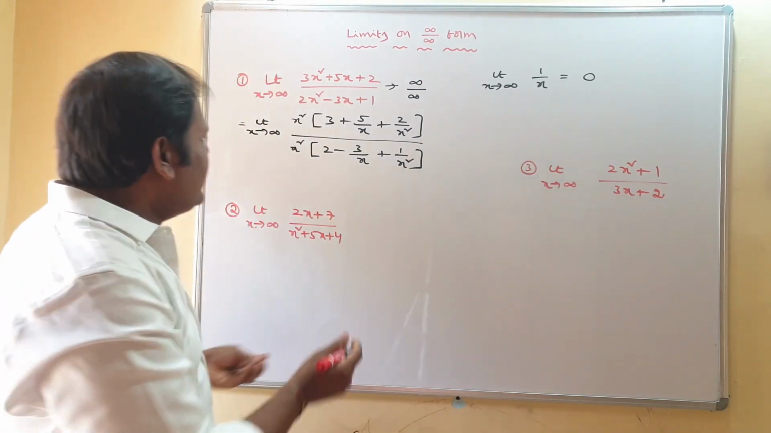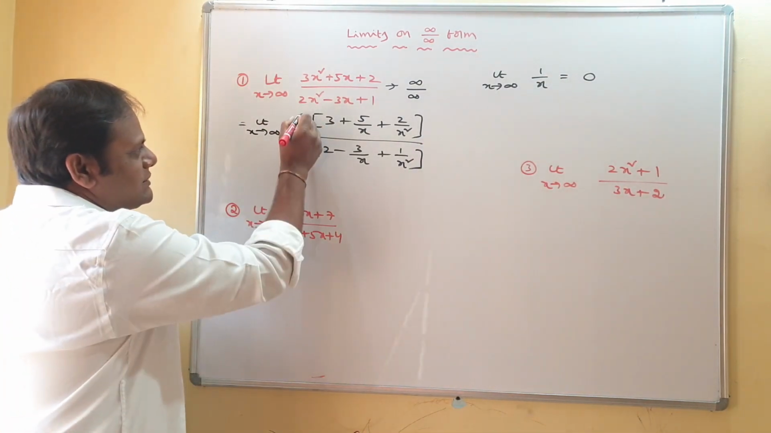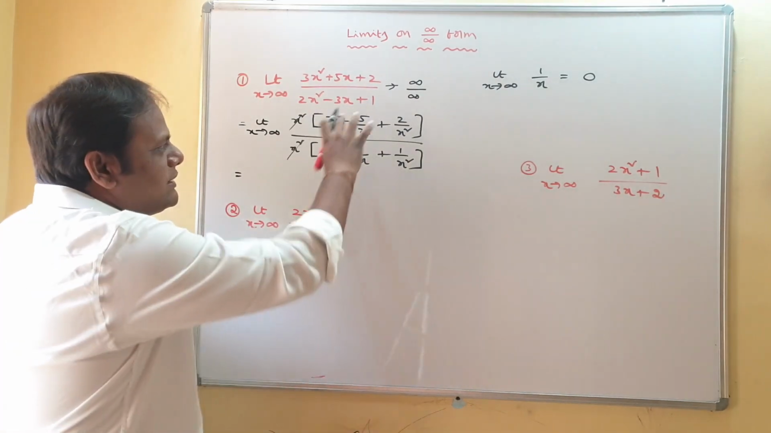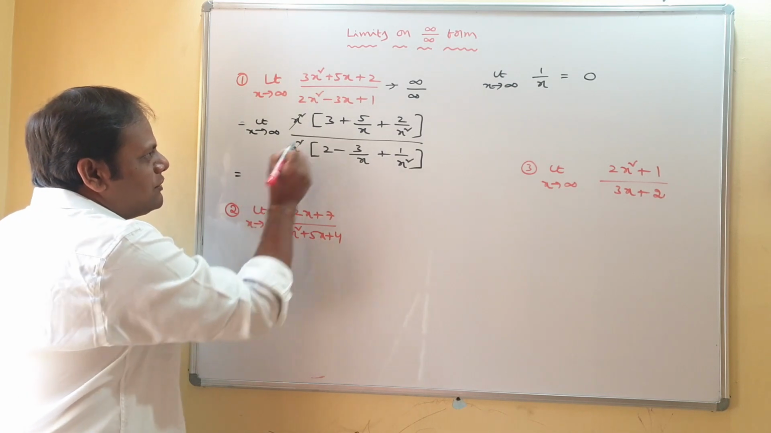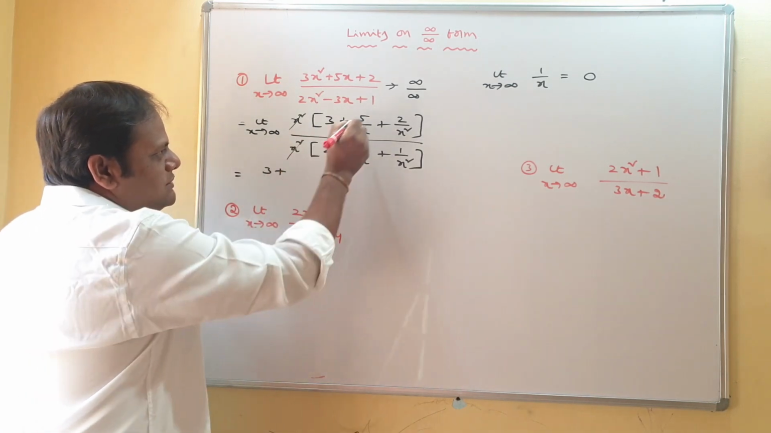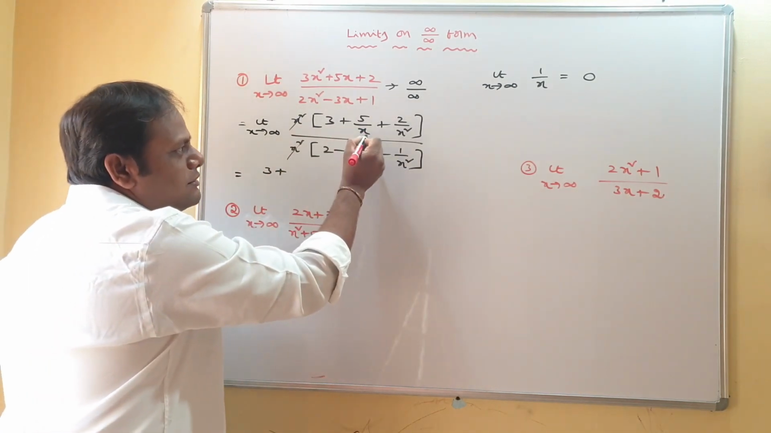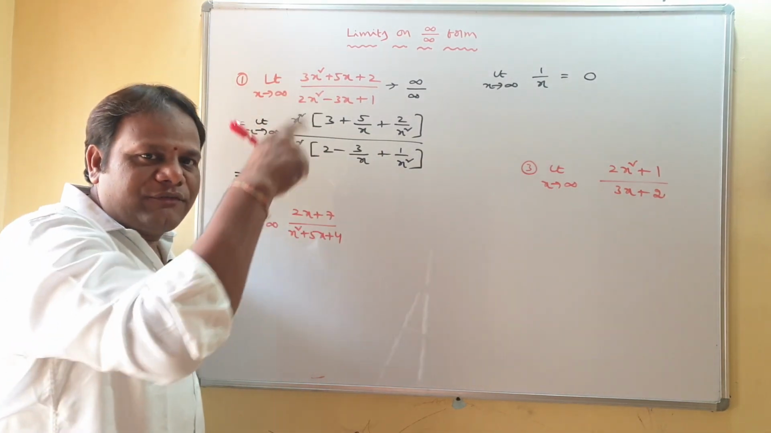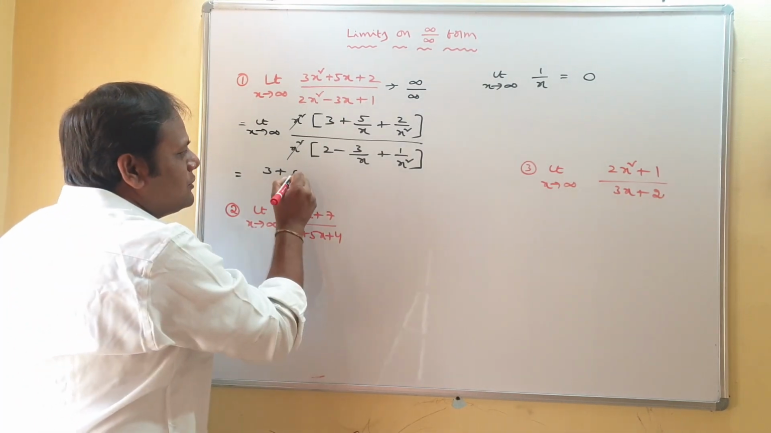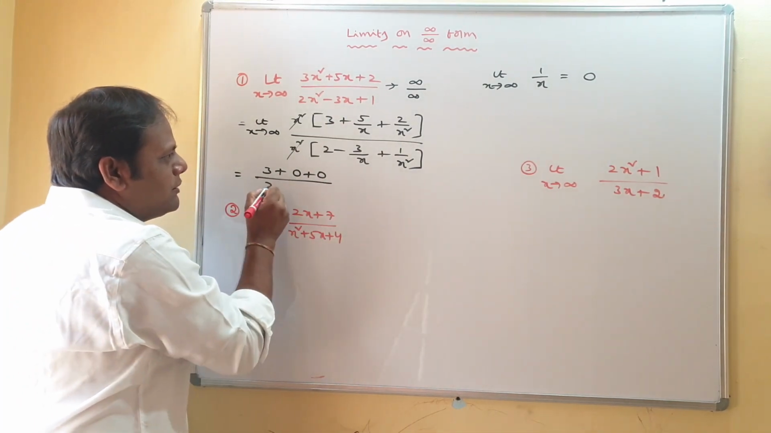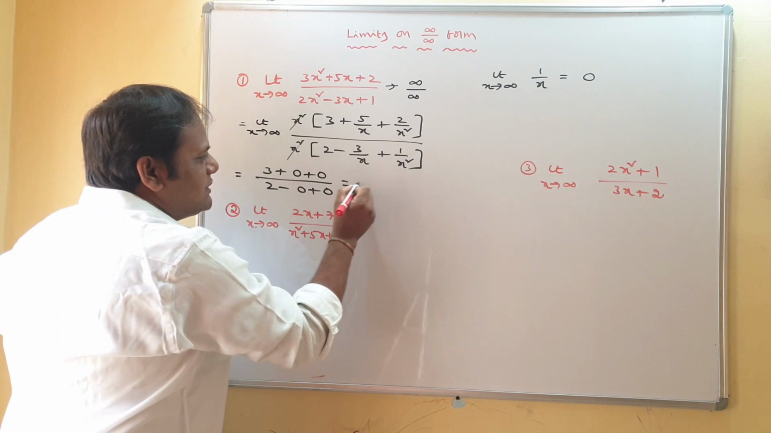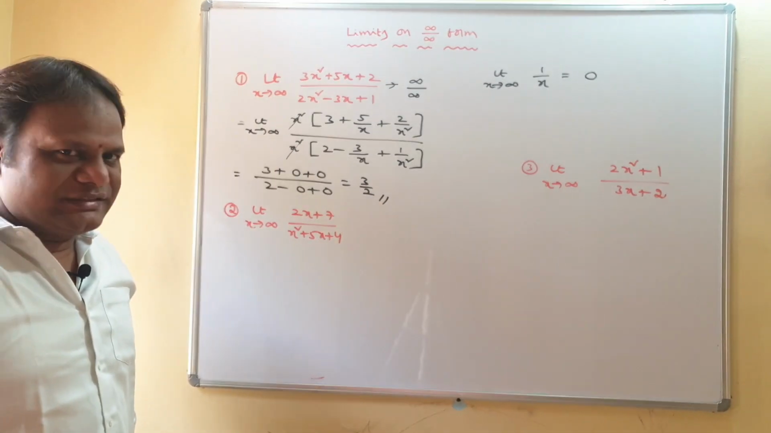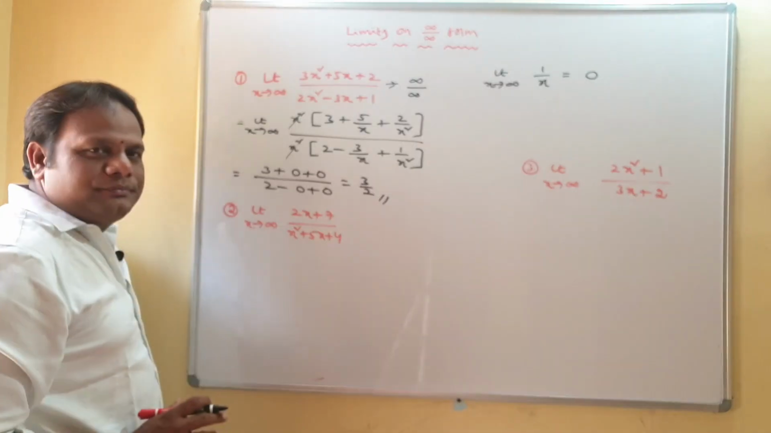So here you can see that x square gets cancelled, and if you take x approaches infinity in this function, we are left with what? Here first we have 3 plus 5 by something approaching infinity. If the denominator approaches infinity, the value becomes 0. Next, 0 by 2 minus 0 plus 0. So what is the answer? Answer is 3 by 2.